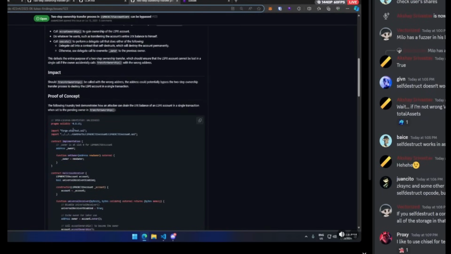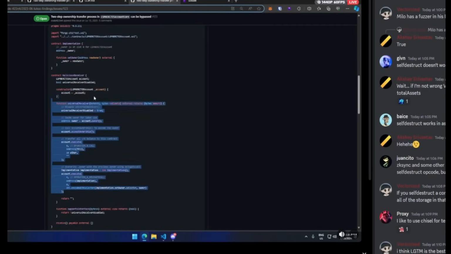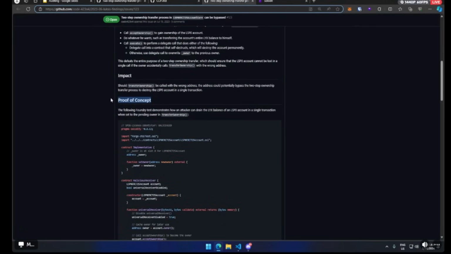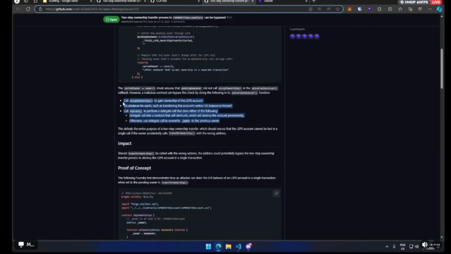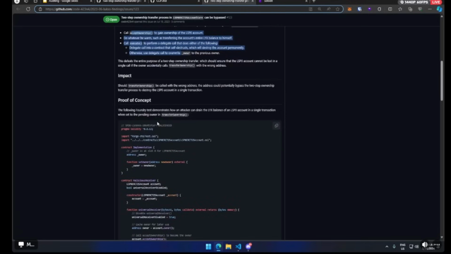But let's say you don't have the time to write a coded proof of concept. What I like to do in this section is give a step-by-step example of what can cause the bug to happen. So this step-by-step example would move into this section.